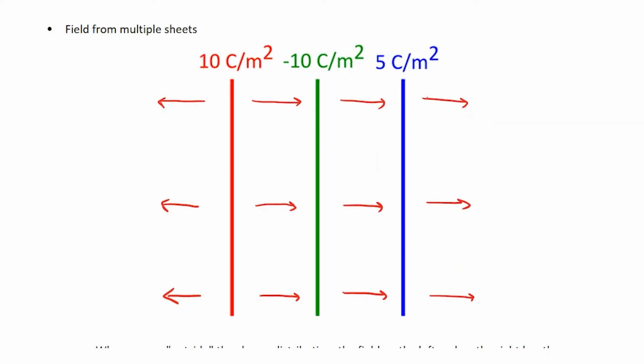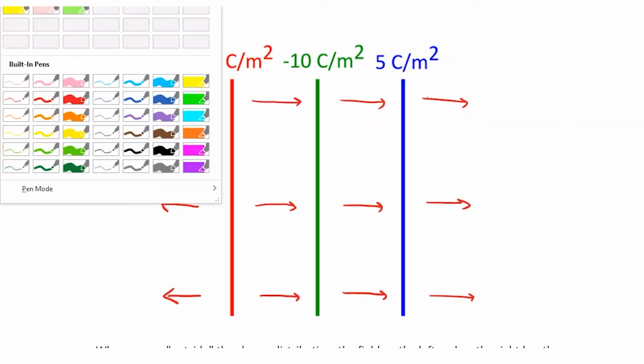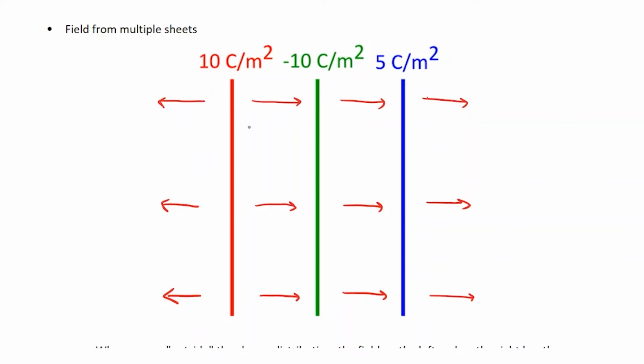Now let's do the green sheet. This will produce field that converges on this sheet because the surface charge density is negative. So it would look something like this, like this, like this, like this, and like this.